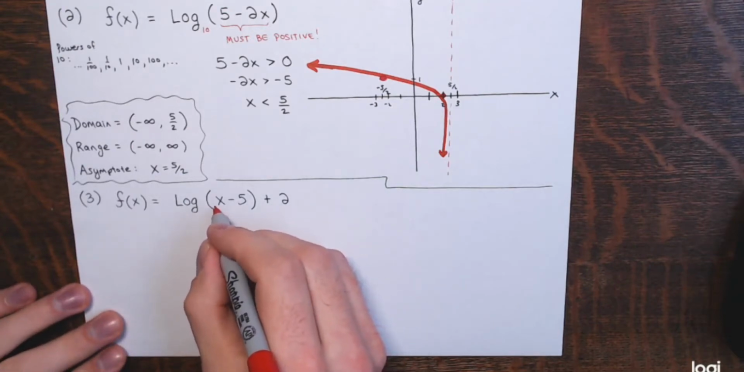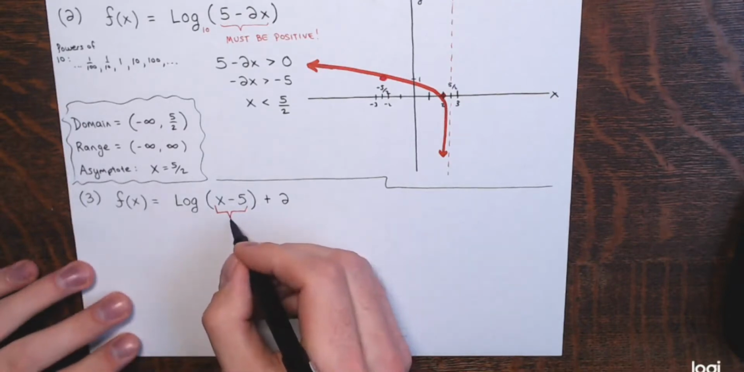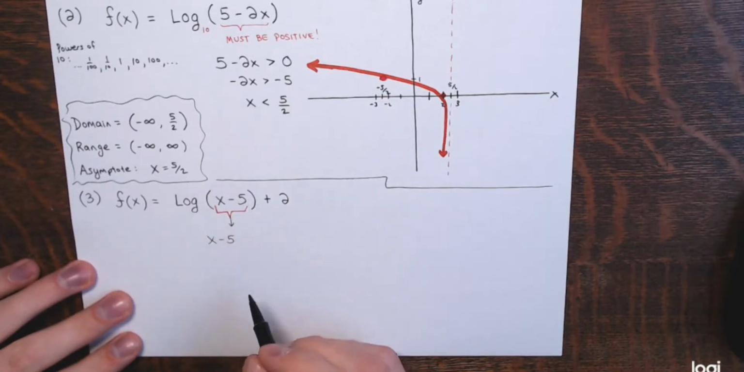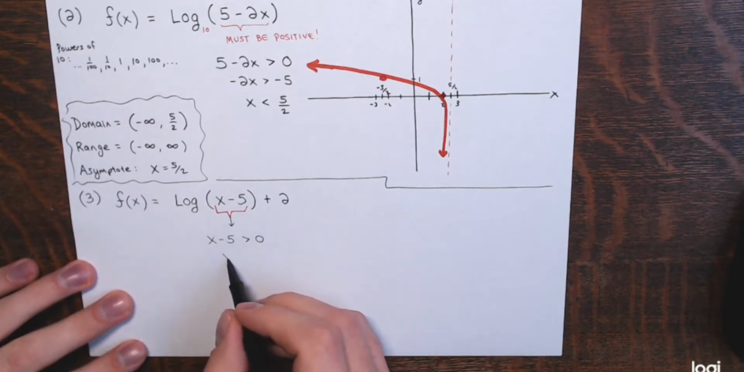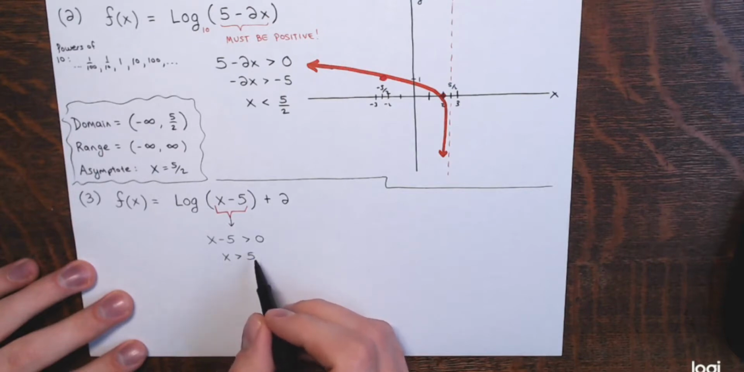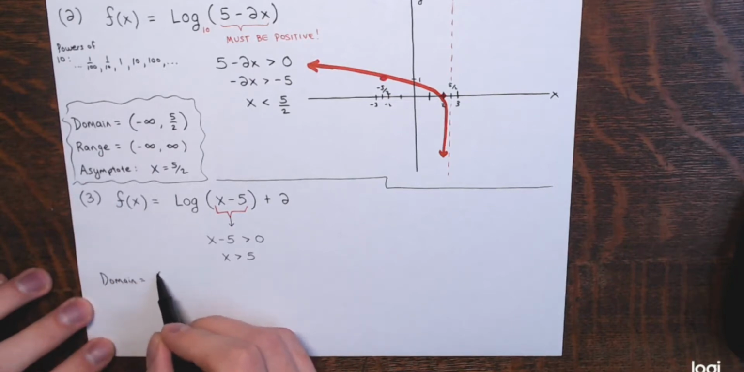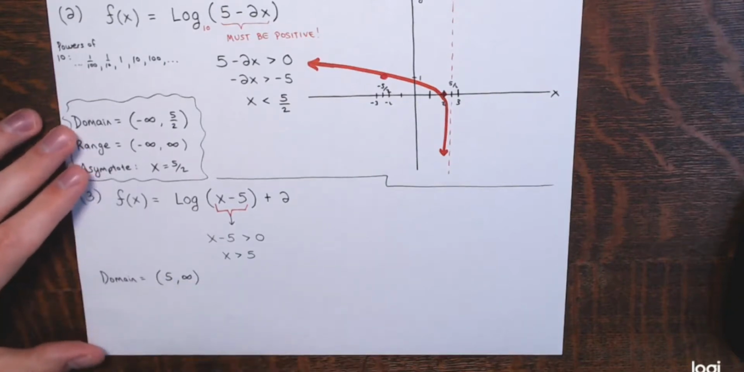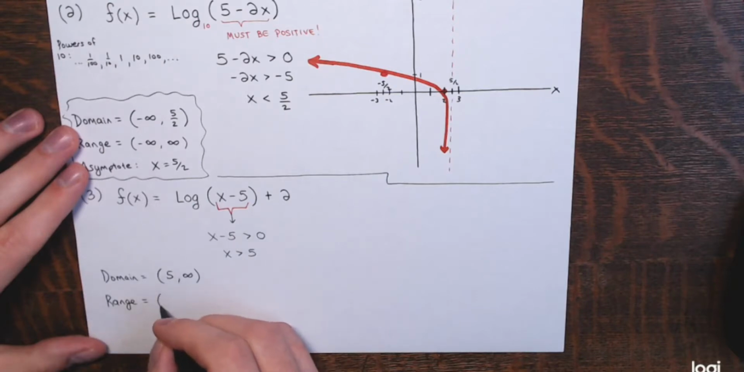But once again, I'll start off with the domain. What am I allowed to plug in for x? All right, so this x minus 5, remember, this number inside the logarithm has to be positive, has to be greater than 0. And then solving for x, x has to be greater than 5. So the domain of this function is every number from 5 to infinity, but not including 5. Just greater than 5 only.